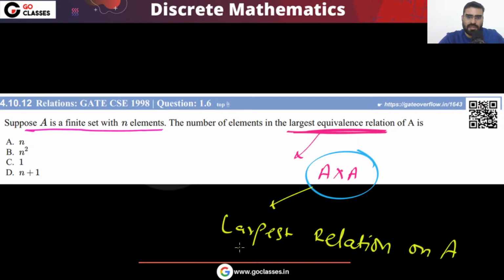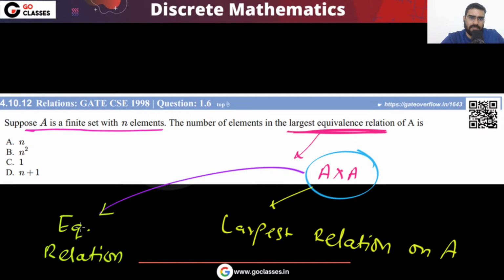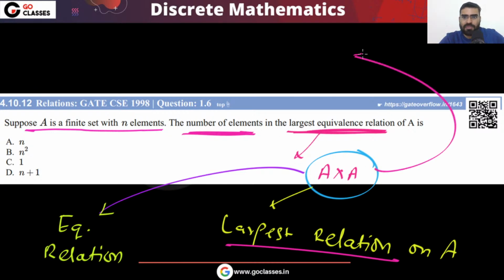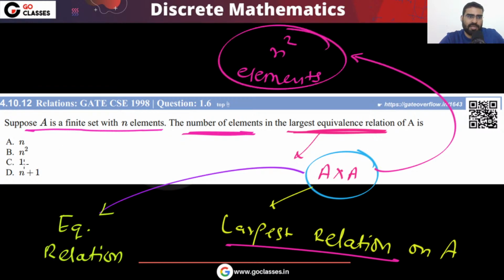And this is also an equivalence relation. Let me tell you, this A cross A is also an equivalence relation because it is transitive, reflexive and symmetric. So this is the largest relation you can create, and it is also an equivalence relation. The question is asking for the number of elements in the largest relation. The number of elements will be n square. In total you have n square elements. So your answer will be option B.